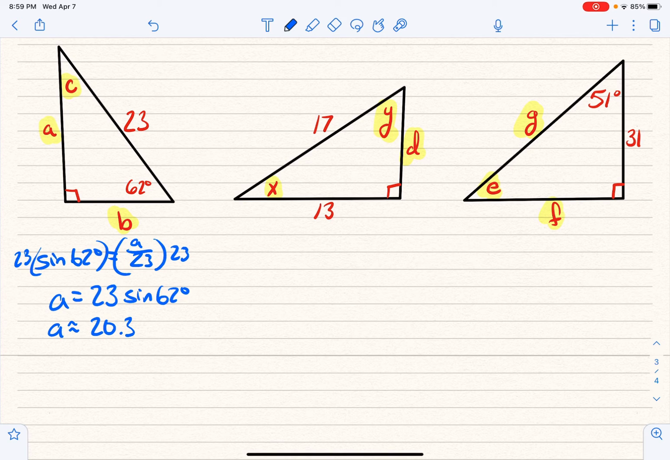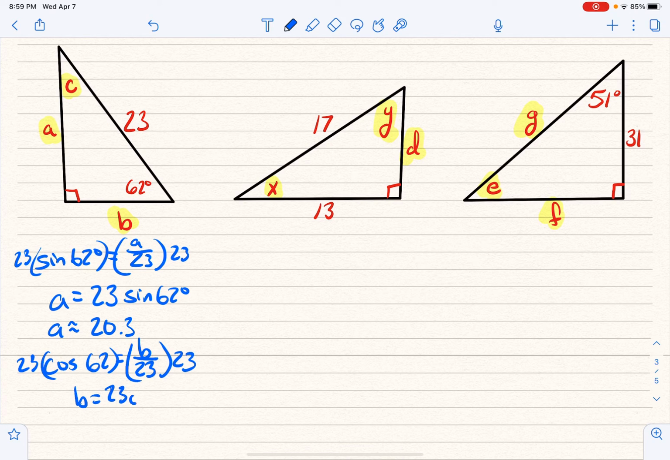Okay, for b, I'm going to say the cosine of 62 degrees is equal to adjacent, which is b, over 23. Multiply both sides by 23. And I get that b must be equal to 23 times the cosine of 62. So I plug that in my calculator. Let's say 23 times the cosine of 62. And I get that's about 10.8.